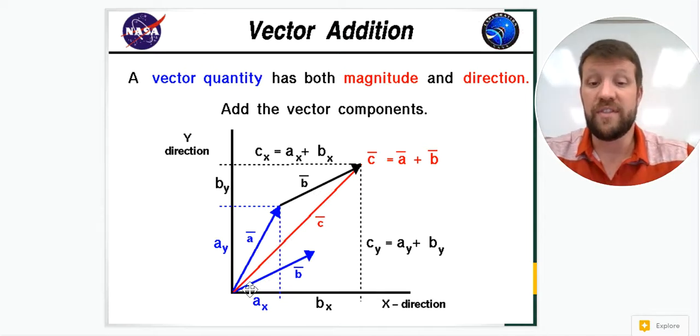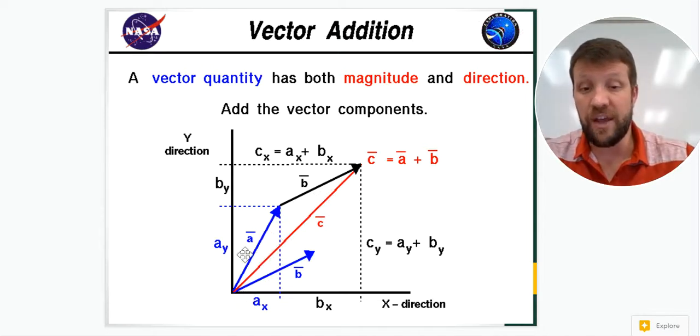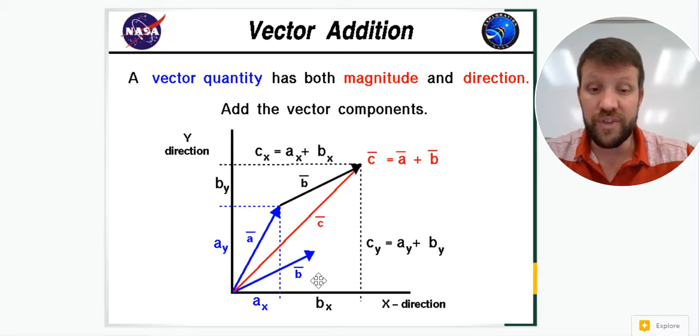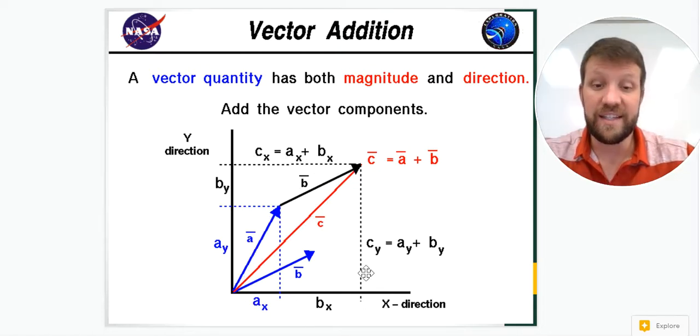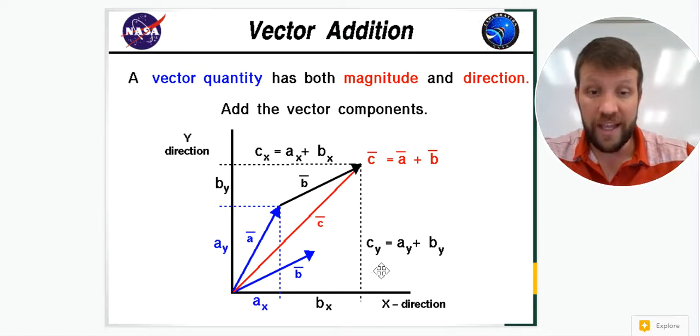And we've said then that vector A, so the amount that A goes up, AY, plus the amount that it goes right, AX, added to the same things for B, the amount that B goes up, BY, plus the amount that B goes right, BX, now equals the total for C, that is CX in the X direction, AX plus BX, and CY in the Y direction, AY plus BY.